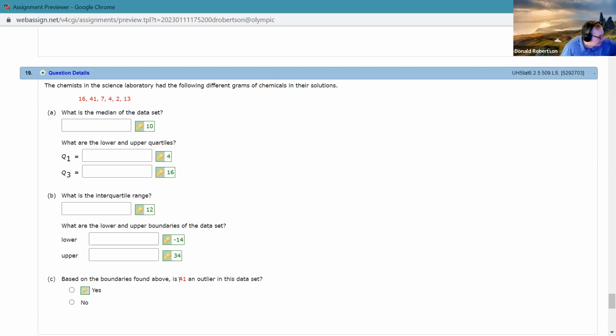Now, when you look at the number 41, isn't it outside the biggest number? It's bigger than 34, which is why they said yes, it's an outlier. Are we comfortable with that? So it's just a language thing. Upper boundary and lower boundary is just another name for upper fence and lower fence. And to remind you how you would calculate that, the lower one would be Q1 take away 1.5 interquartile ranges.